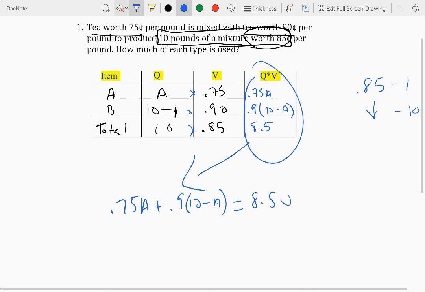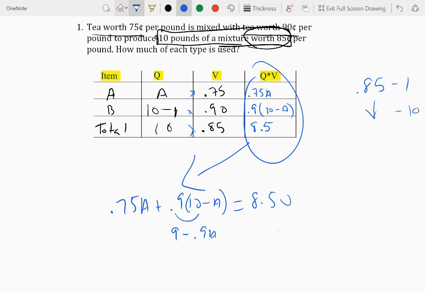And then from here, hopefully you guys can do this step. 9/10 times 10 is going to be 9 minus 9/10 A. Drop everything else down that did not get canceled out is equal to $8.50. And then from here, I would do my squiggly. I know that I have 0.75, positive 0.75. Take away 9/10. And all I have left is negative 0.15A plus 9 is equal to $8.50.